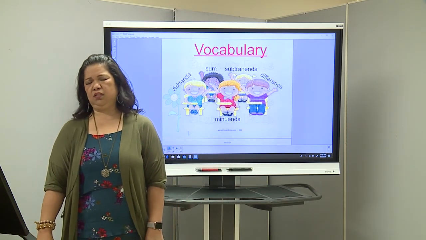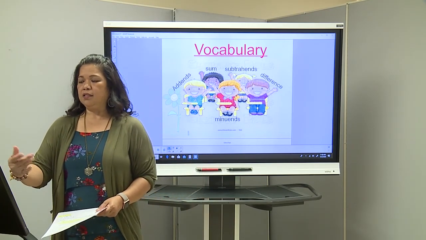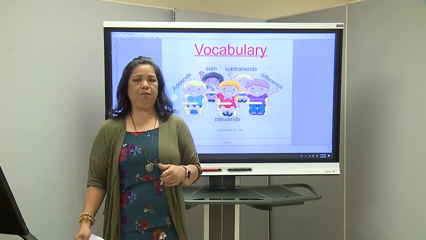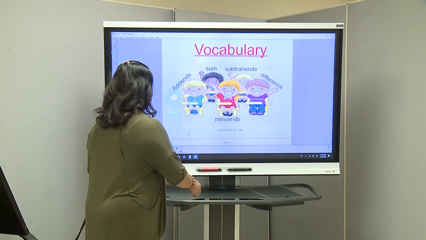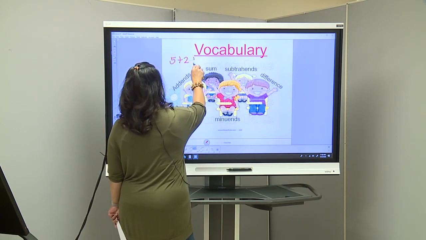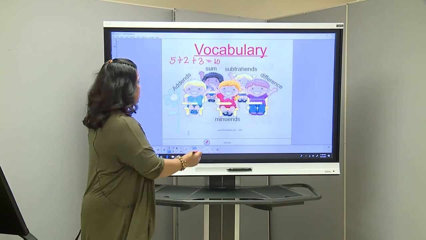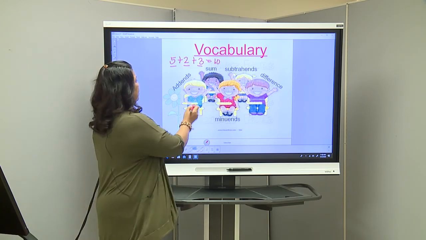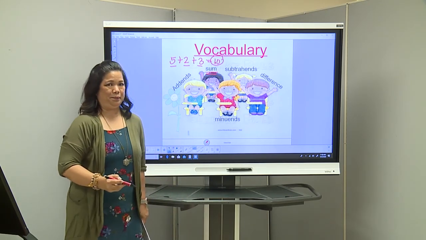I know these are very familiar to you, but just to make sure that we still remember. The first one is addends. What is addends? You remembered, all the numbers that we add are called addends. So say for example, 5 plus 2 plus 3 equals 10. Which ones are the addends? The addends are 5, 2, and 3. And the answer 10 is what we call the sum.